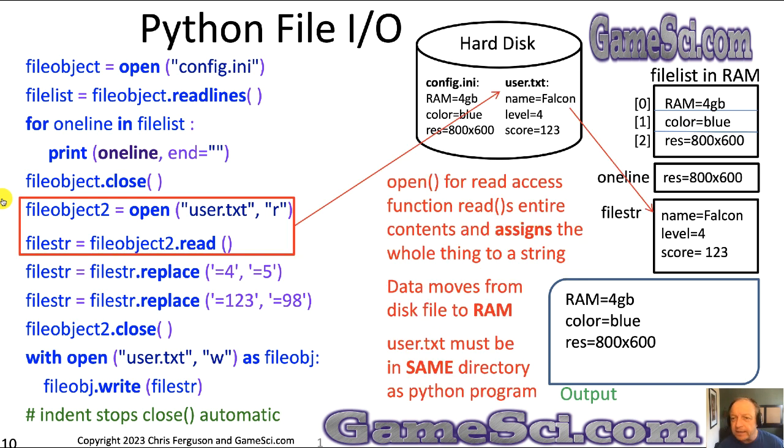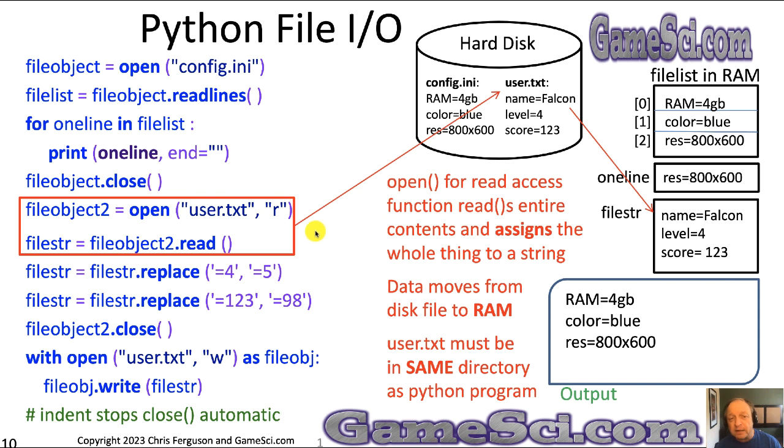Let's look at a second example of reading a file, and we're going to read it all in one line of code. file_object_2 = open("user.txt", "r"). We'll send it the r flag saying we want to read it. And then we'll say file_string = file_object_2.read(). So we will open this second file called user.txt open for read access. The read function reads the entire contents and assigns the whole thing to a string.